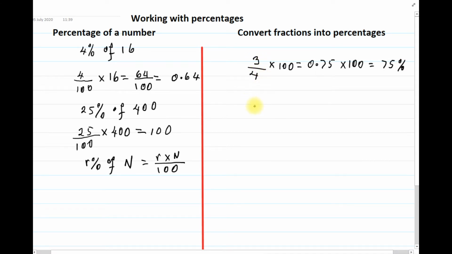Let's think of another number. Half. Everybody knows this. How do we write this as a percentage? I just multiply by 100. Half times 100 means half of 100, which means 50. So half is 50%.